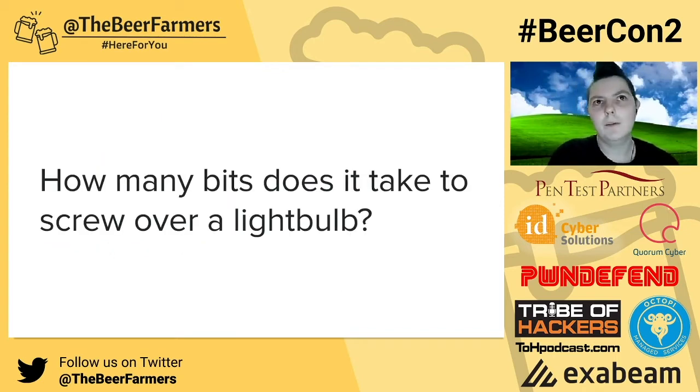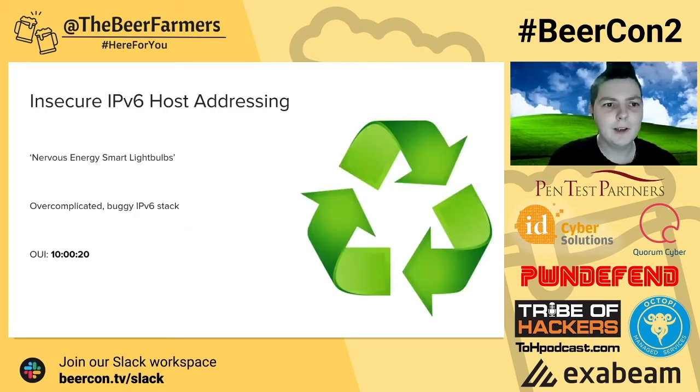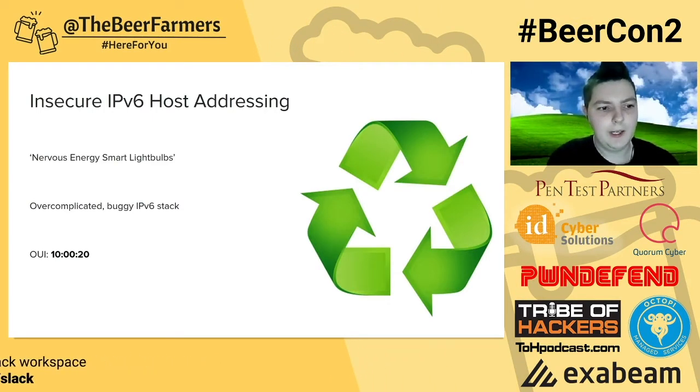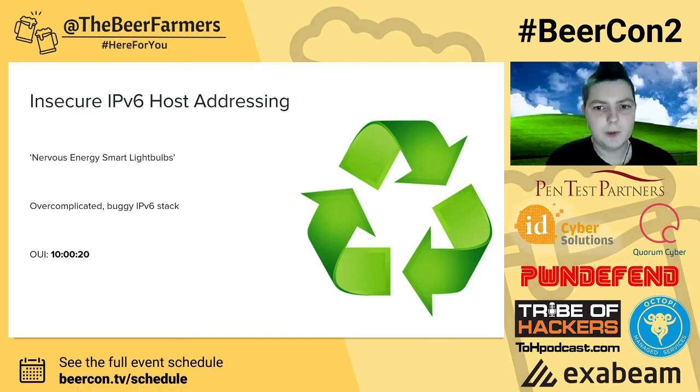So maybe we should just ask a question. How many bits does it take to screw over a smart light bulb? So say we have Nervous Energy light bulbs. It's got an overcomplicated, buggy IPv6 stack. And the OUI is 10.00.20.